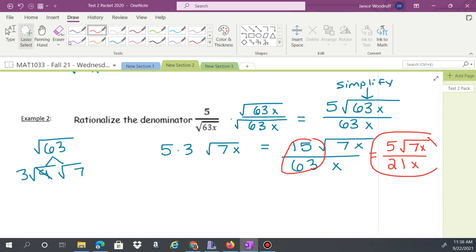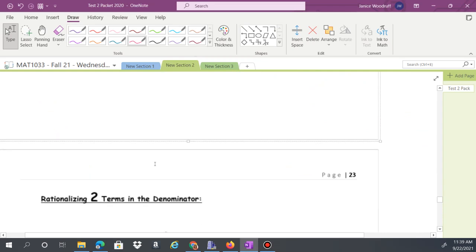All right, so that's when there is one term in the denominator. When there are two terms in the denominator, you are going to do a different process. You're not going to actually do the process. This is just going to be questions of like, what should you do? When you get to college algebra, then you'll go further with this.